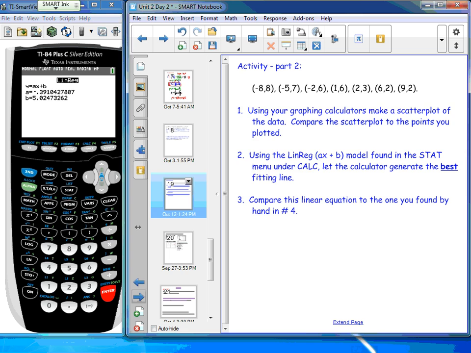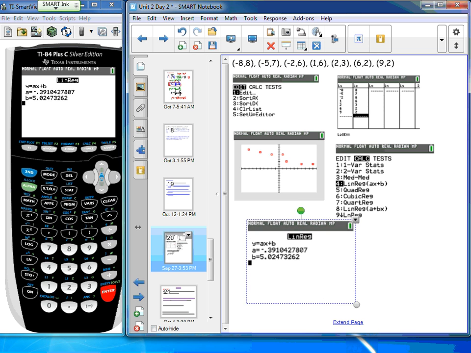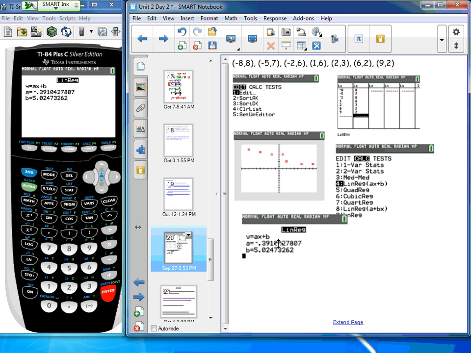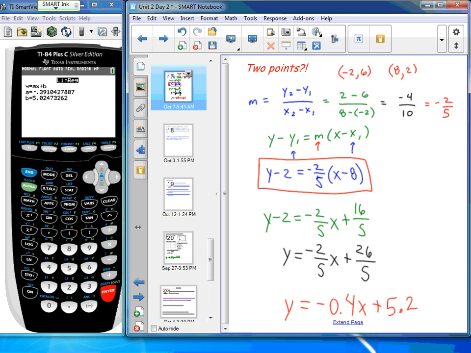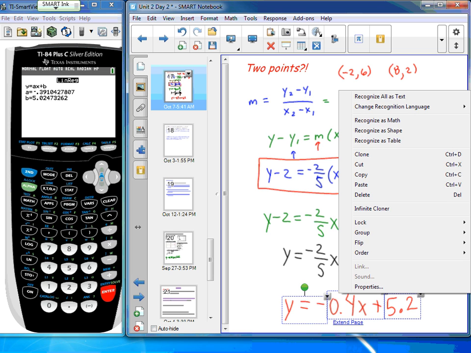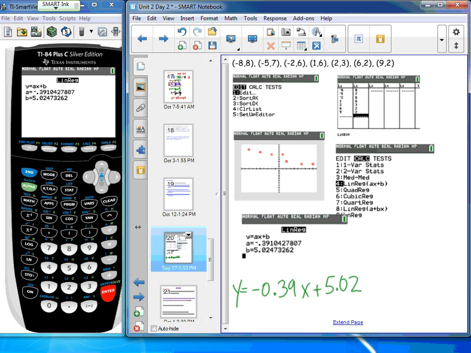Let's see. My calculator told me that y equals about negative 0.39x plus 5.02. When we did it by hand, what did I get? Two-fifths. So I got negative 0.4x plus 5.2. Super close. Gosh darn it, that's pretty close. Copy. Pretty dang close. Paste.